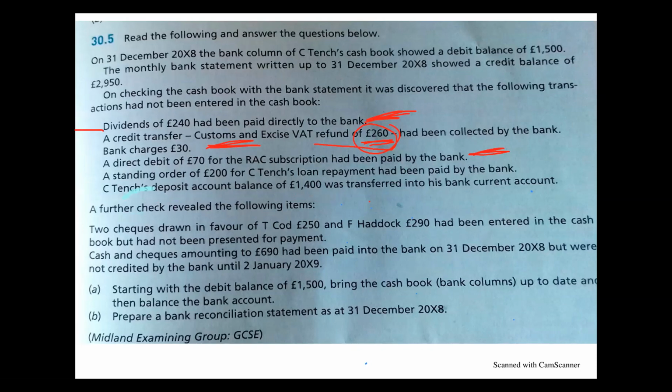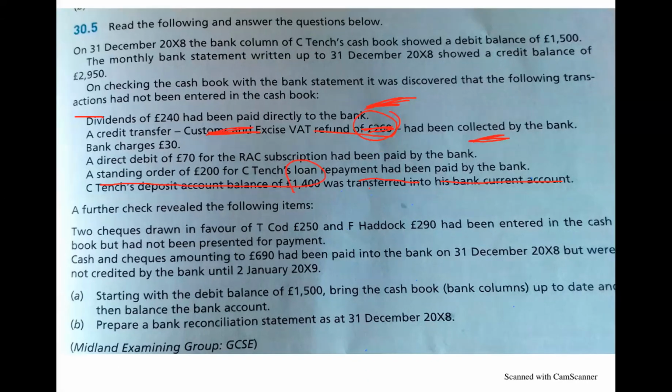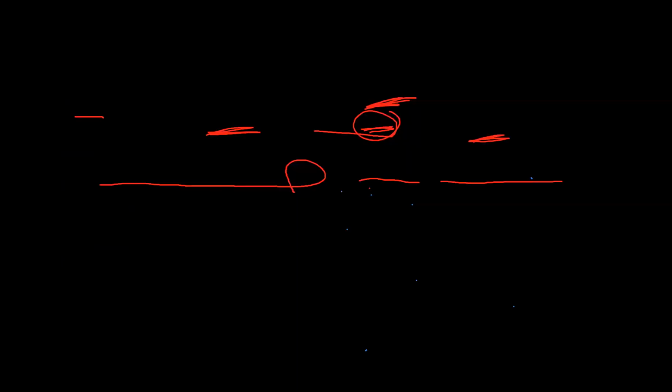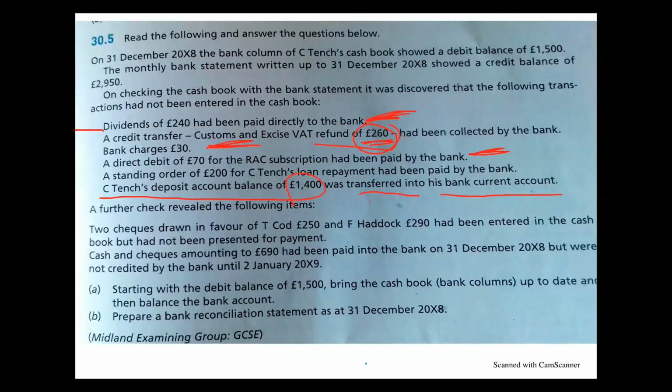Let me read this again. This business's deposit account balance was transferred into its bank current account. Oh, sorry, he's receiving this amount. So he's receiving the amount. You're following, right? Receiving the amount is a debit entry.